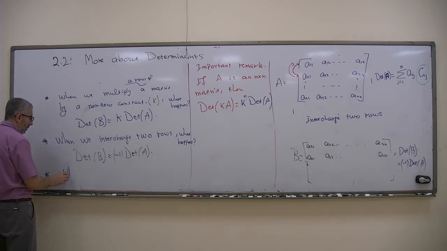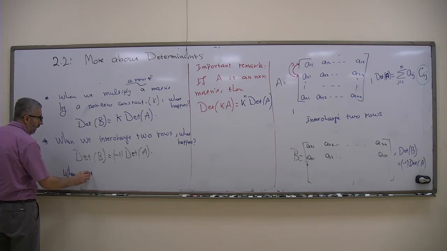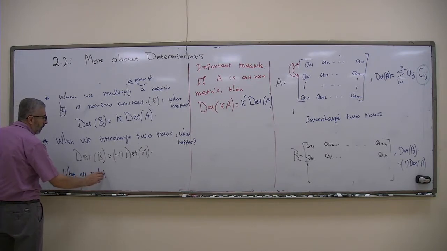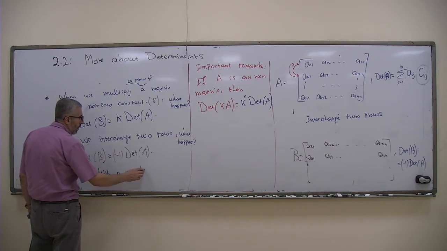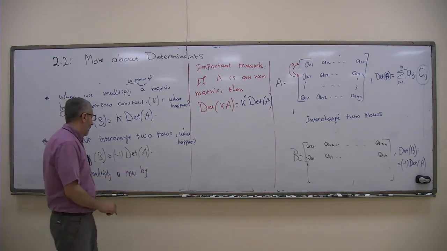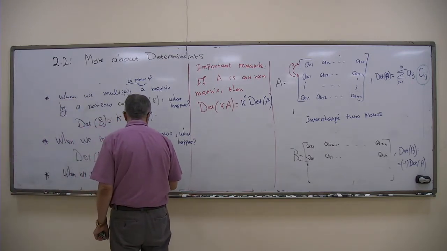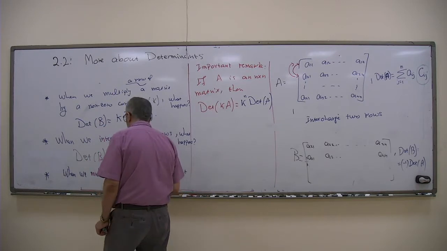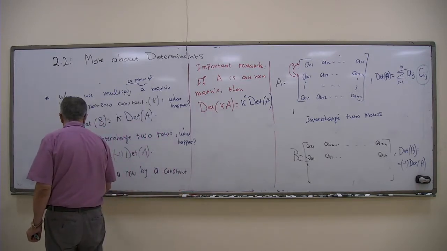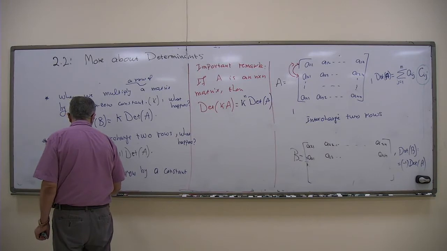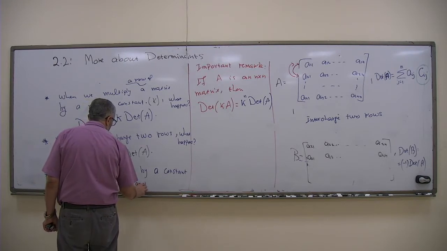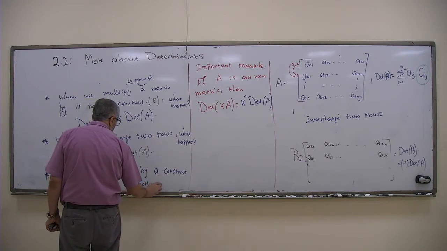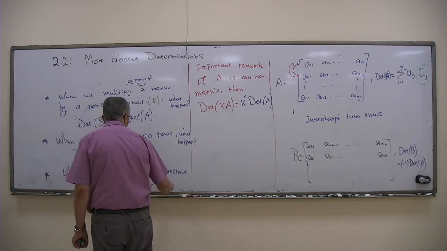when we multiply a row by constant and add it to another row. What happens?